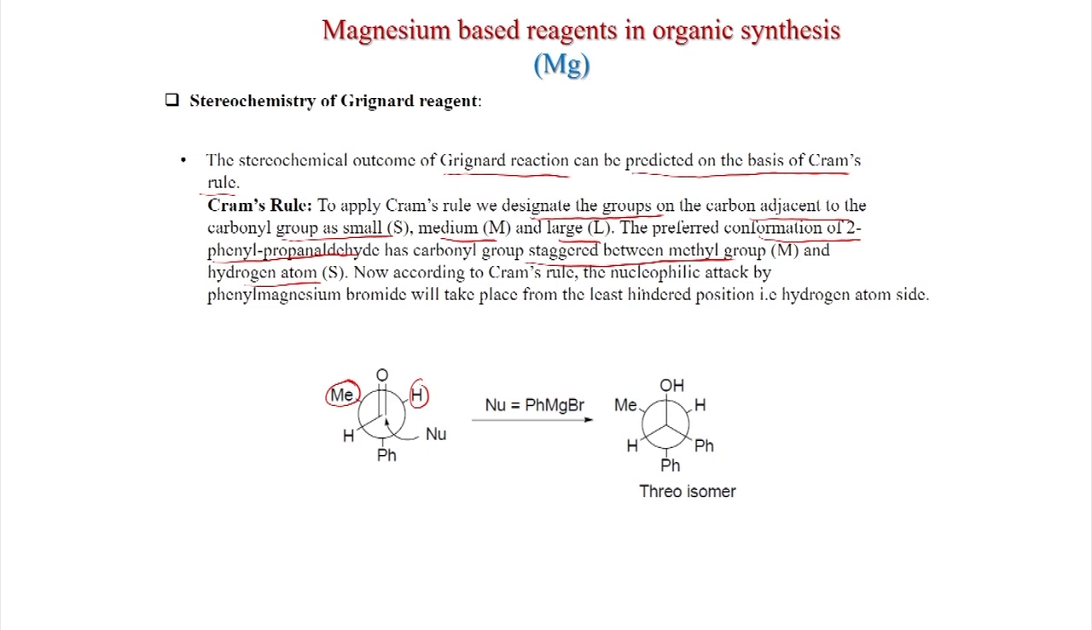Now, according to Cram's rule, the nucleophilic attack by phenyl magnesium bromide will take place from the least hindered position, that is the hydrogen atom side. So, if you put the aldehyde in a similar line with phenyl, and methyl and hydrogen in between, then the nucleophile will come to the hydrogen side and you get this major isomer.